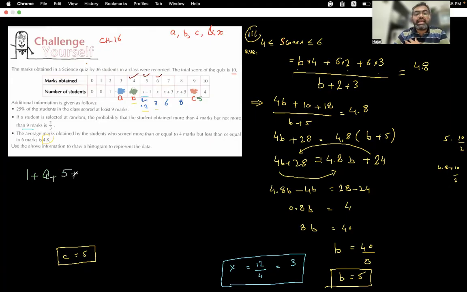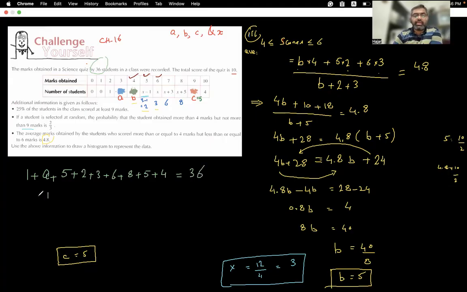And then it's X. X minus 1 is 2, plus X is 3, plus X plus 3 is 6, X plus 5 is 8, and then C is 5. So put 5 over here, plus 4. The total number of students, given information, is 36. So this is equal to 36. Add everything on this side.